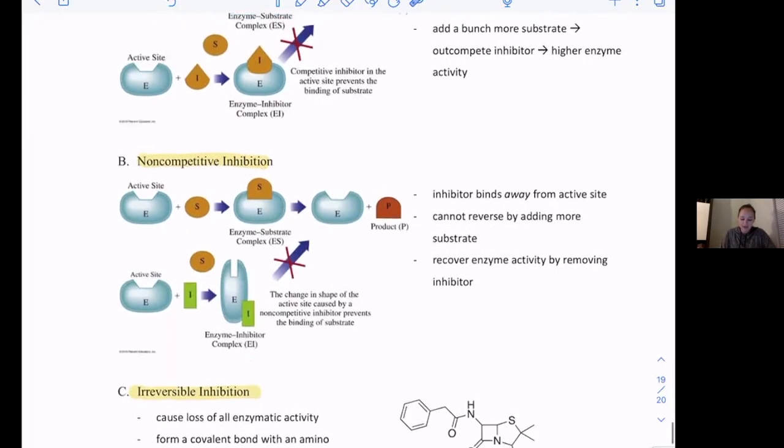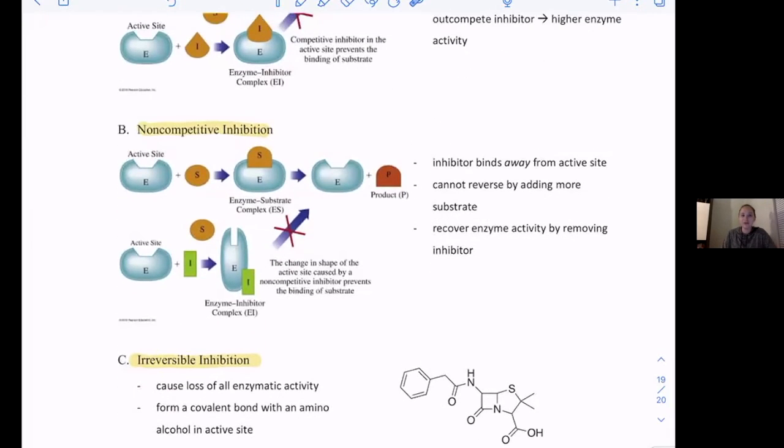You can also have non-competitive inhibition. Instead of competing for the same chair, you are competing for a different place. The top is the same as the previous image, but now we have a different inhibitor. It's completely different from the substrate. It will bind to a different part of the enzyme and overall change the active site shape. As you see here, with no inhibitor bound, we have kind of a hexagon shaped active site.